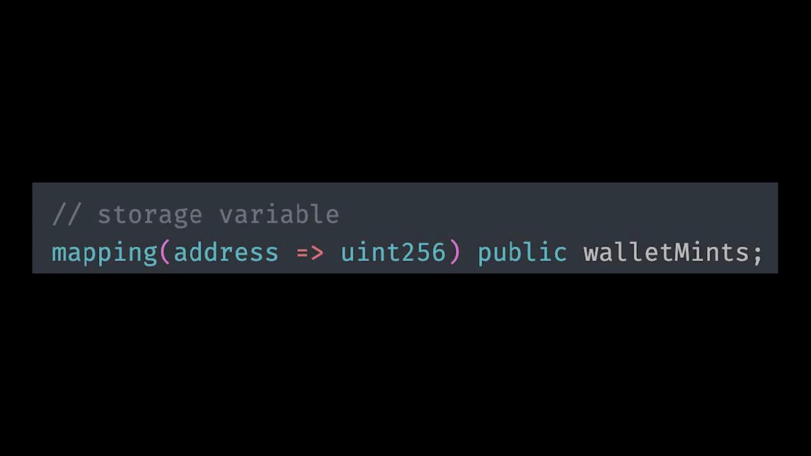So now that you know what the problem is, how do we fix this? How do we make sure that people don't do this exploit? So instead of adding a check to see the balance of tokens, you can actually create a wallet mint mapping variable. You can call this whatever you want, but this will keep track of how many each wallet has minted.